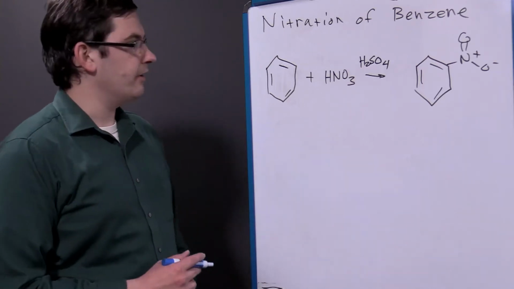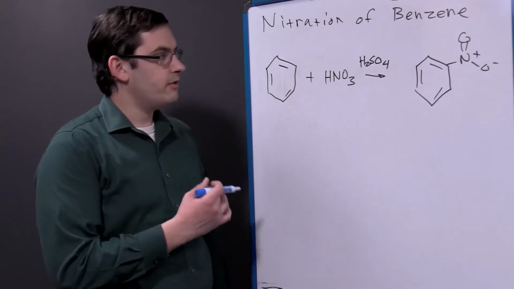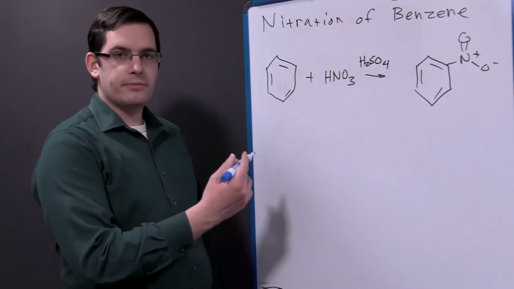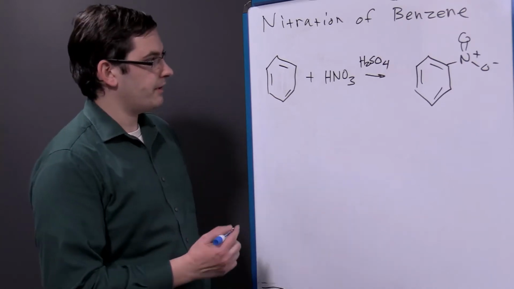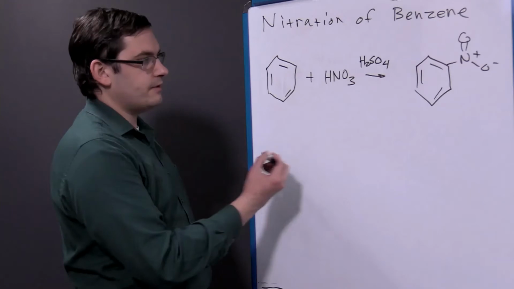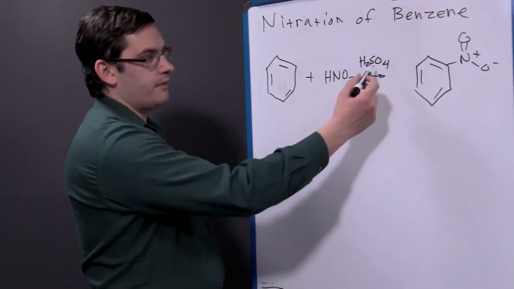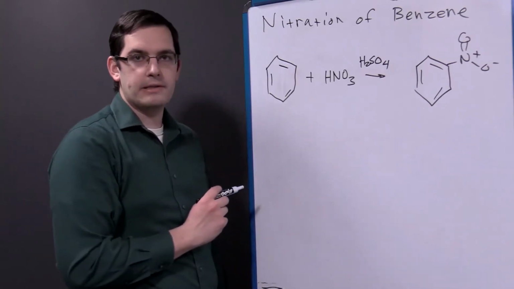In this video, we'll look at the nitration of benzene reaction, and I'll show you the mechanism. This reaction is the first example of an electrophilic aromatic substitution reaction. So in this reaction, we're going to add benzene together with nitric acid. In the presence of a sulfuric acid catalyst, we're going to create nitrobenzene.